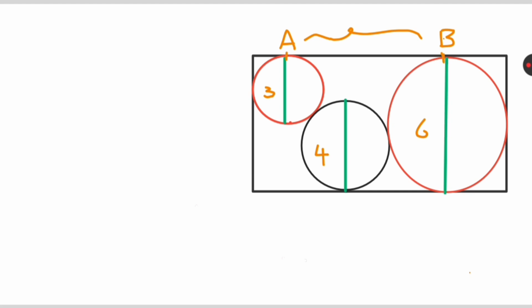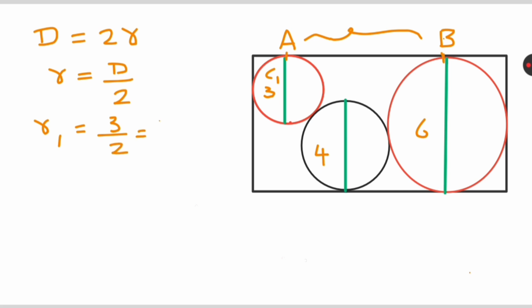So what is given? They gave only the diameters of the 3 circles. The first circle we call C1, the diameter is 3 centimeters. We know that diameter is nothing but 2 times the radius, so the radius is diameter over 2. For circle 1, the radius is 3 over 2, which is 1.5 centimeters.